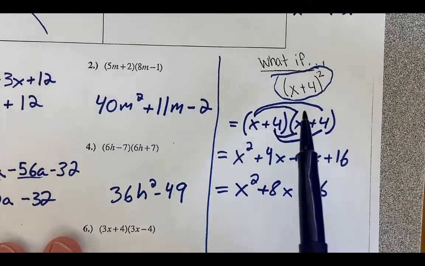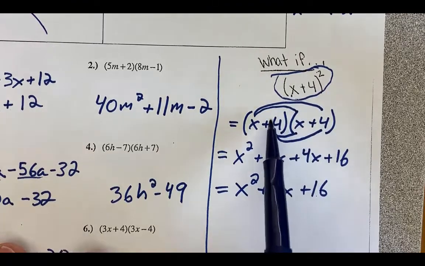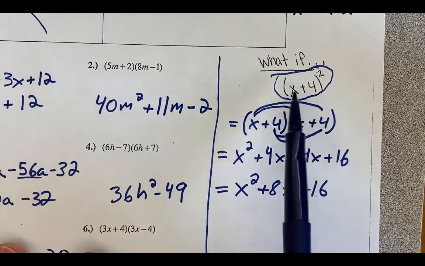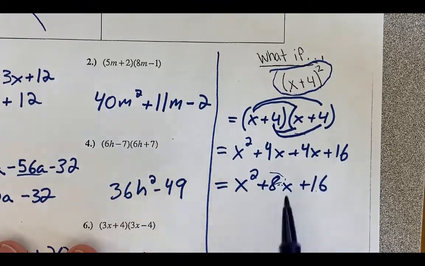So you want to be careful. Some students think, oh, that's got to be x squared plus 16. But no, we see that when we expand it, based on the meaning of something squared, it actually has a middle term. It's x squared plus 8x plus 16.